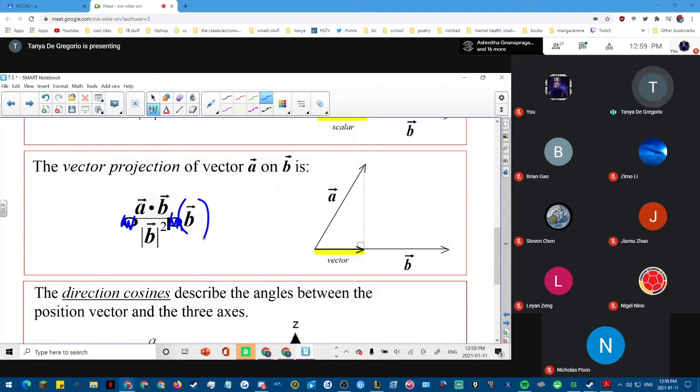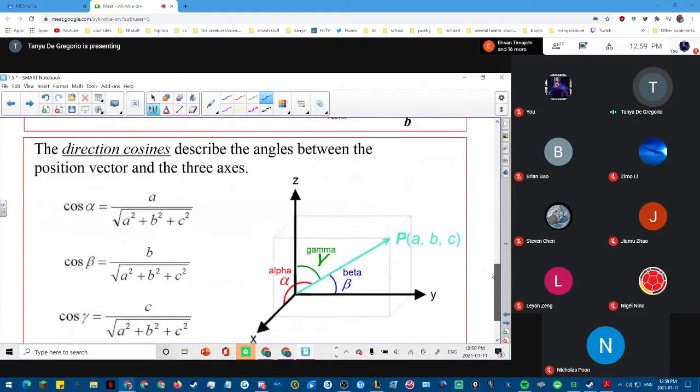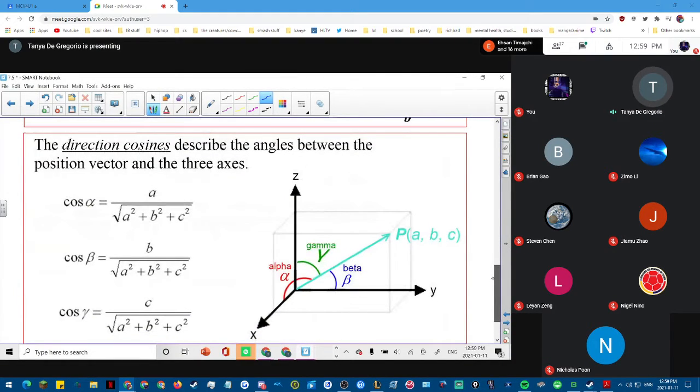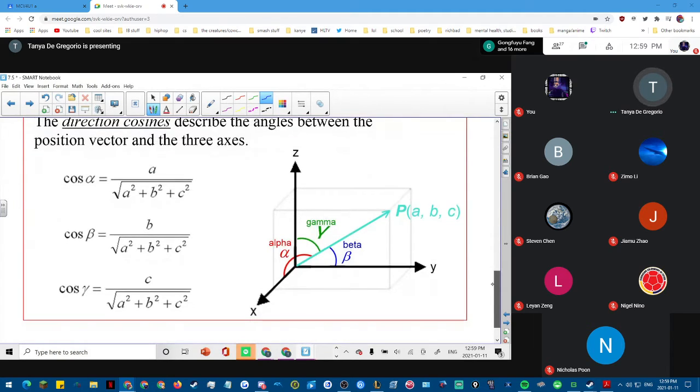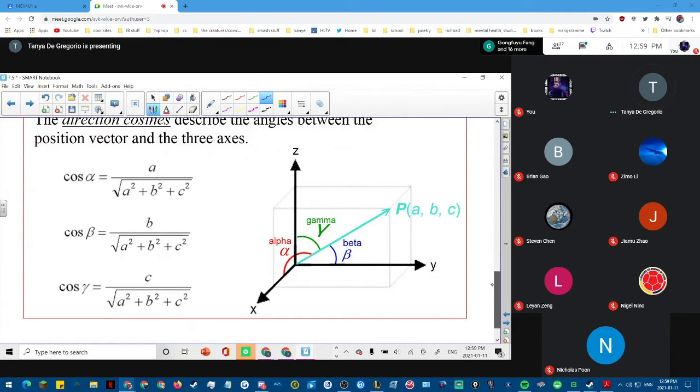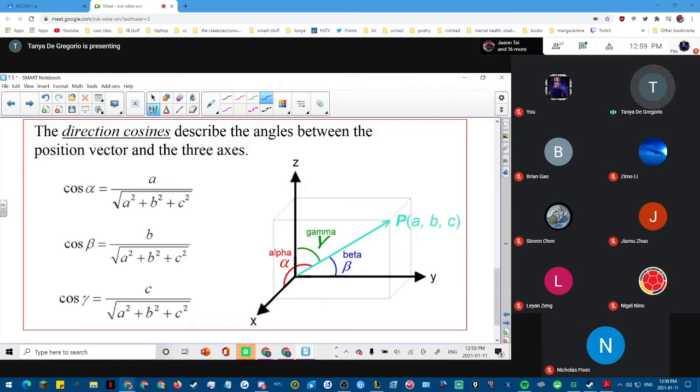Okay. We learned that the direction cosines means that we're finding the angles between a position vector OP and each of the three axes, and these are the formulas. When you're looking for the angle alpha, we use the first component over the magnitude of OP. When you're looking for beta, we use the second component, your y component. And here we use our z component.